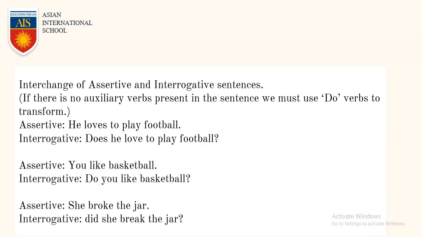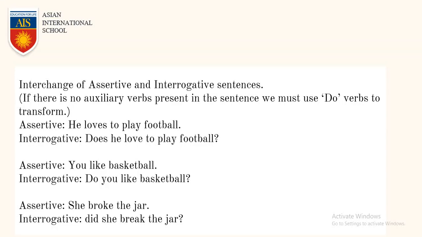So, how are we going to change it to an interrogative sentence? By adding the do verb, the form of the do verb. Does he love to play football? Why are we using "does" instead of "do"? Because he is third person singular number. In the case of third person singular number, we add s or es with the verb. So following that rule, we are adding es with the verb do.